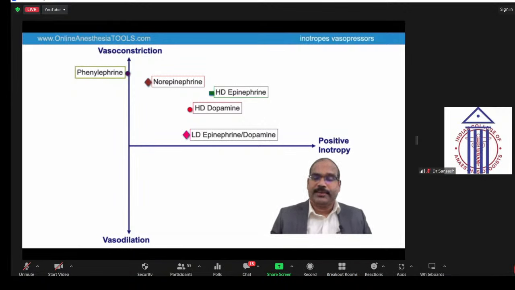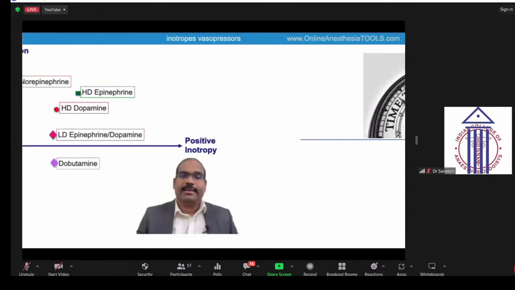Phenylephrine is a pure vasoconstrictor, as I already mentioned. And vasopressin is again a good vasoconstrictor, but slightly lower compared to phenylephrine. Now, I would like to see where dobutamine falls. Dobutamine falls on the negative y-axis, or towards the vasodilatation axis, but with predominant positive inotropic action, which is very important because it will improve contractility. But due to vasodilatation, it can cause a reduction in SVR and a drop in blood pressure as well. Nitroprusside, of course, is a pure vasodilator.